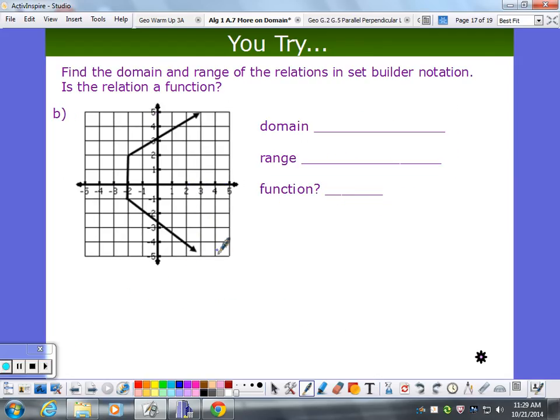Is this a function? No, why not? Not a function. Because look at that. Look at -2. There exists an input with more than one output. Look at all the outputs of -2. Not a function, but I can still have a domain, right? So going this way, where are the inputs into this relation? Do you see anything happening here?